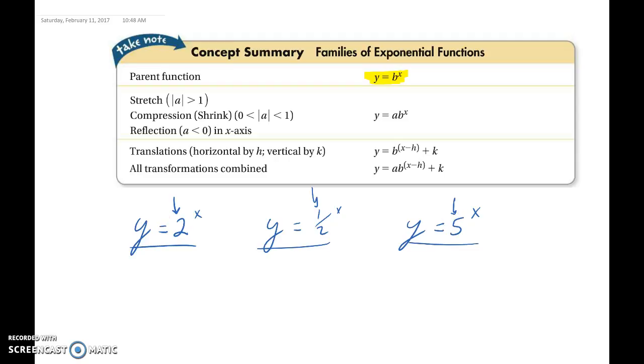Now, when we have a number a that's being multiplied to this, if the absolute value of a is greater than 1, then that means it is stretching out. If the absolute value of a is between 0 and 1, that means it is compressing or shrinking. And remember, we're always looking at the positive values of a, because anytime a is negative, it automatically means that it is being reflected. And in this case, it's being reflected about the x-axis, right?